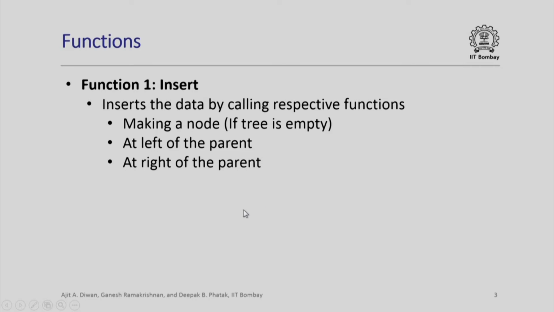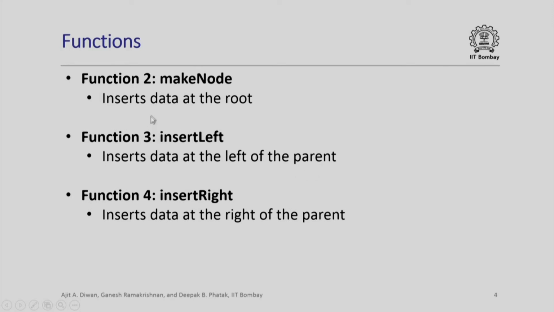The functions that we will need to implement the binary tree: one is of course an insert function which will insert the data element by calling the appropriate functions, which could be either make a node if the tree is empty, or insert at left of the parent, or insert at right of the parent. So, this is exactly what we looked at when we saw the construction of a binary tree, and this insert is then the main function which will help us construct the tree by inserting elements one at a time. Next, we would require a function called make node which will insert the data at the root, and of course a function for insertion at left and a function for insertion at right.